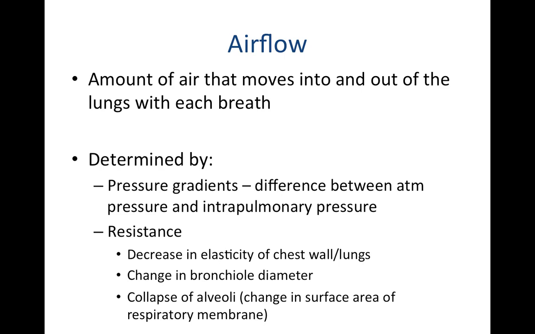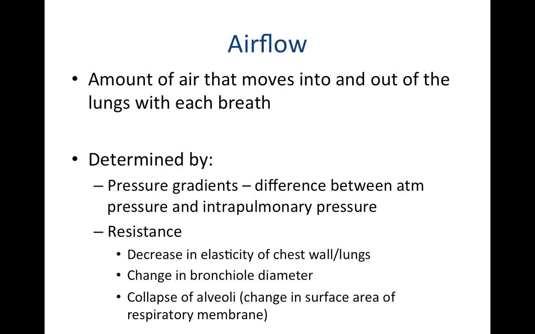Airflow is how much air moves into and out of the lungs with each breath. And this is determined by a couple of things. One is the pressure gradients, which is exactly what we were just talking about. What is the difference between atmospheric pressure and intrapulmonary pressure? In the numbers that we used in the previous picture, there were not really big changes between the numbers, 2 to 3 millimeters mercury. You can imagine if you were to make the numbers more different, for example, if you had a larger, more steep gradient, then flow would be increased.